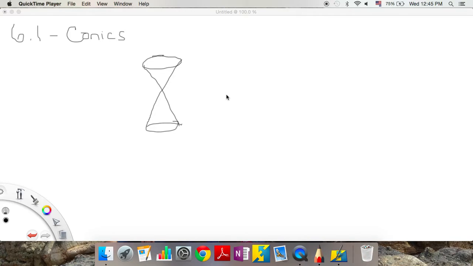All right, so we're going to talk about 6.1, which is conic sections. Now, conic sections are different than functions. They're not always functions. In fact, there rarely are functions.